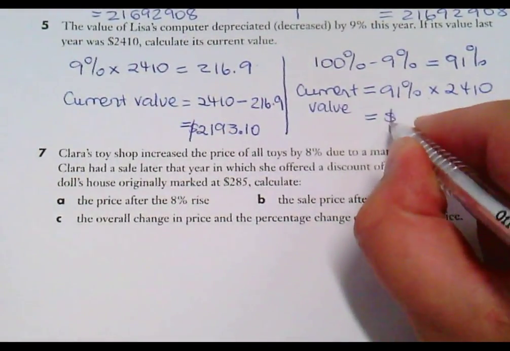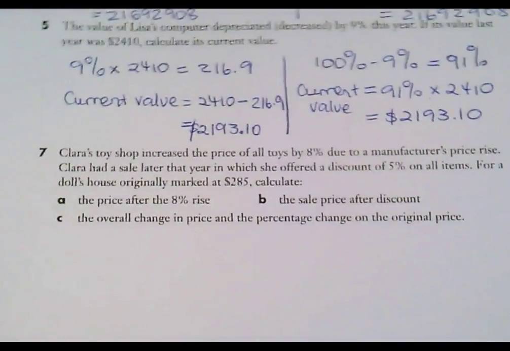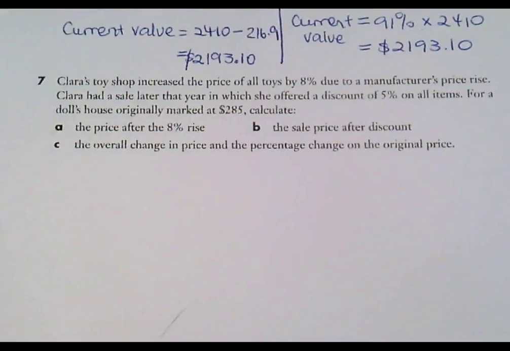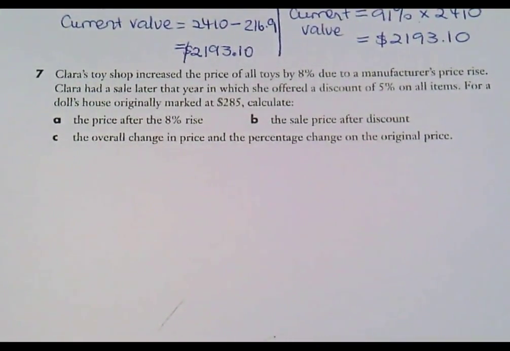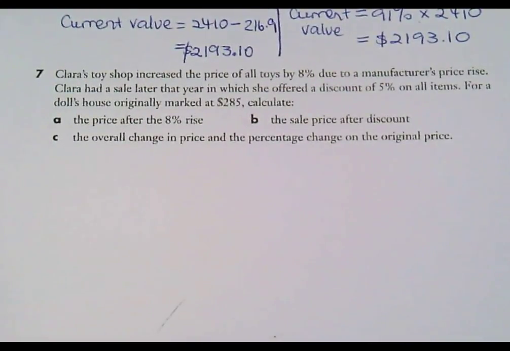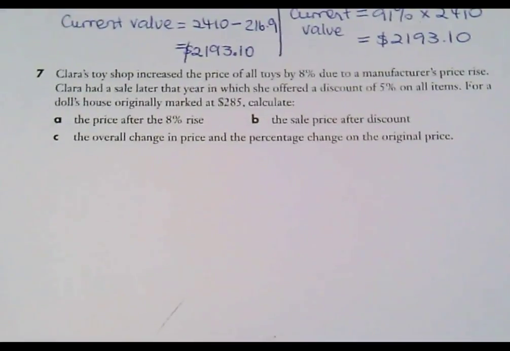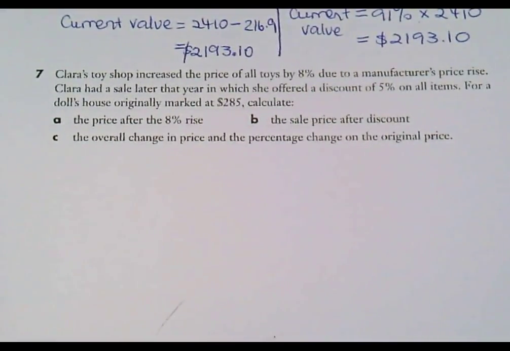So this answer should also be $2,193.10. Clara's Toy Shop increased the price of all toys by 8% due to a manufacturer's price rise, but they later offered a discount of 5%. Please do not say, it's gone up 8% and it's gone down 5%, so I'm going to save time and do one calculation of 3%.